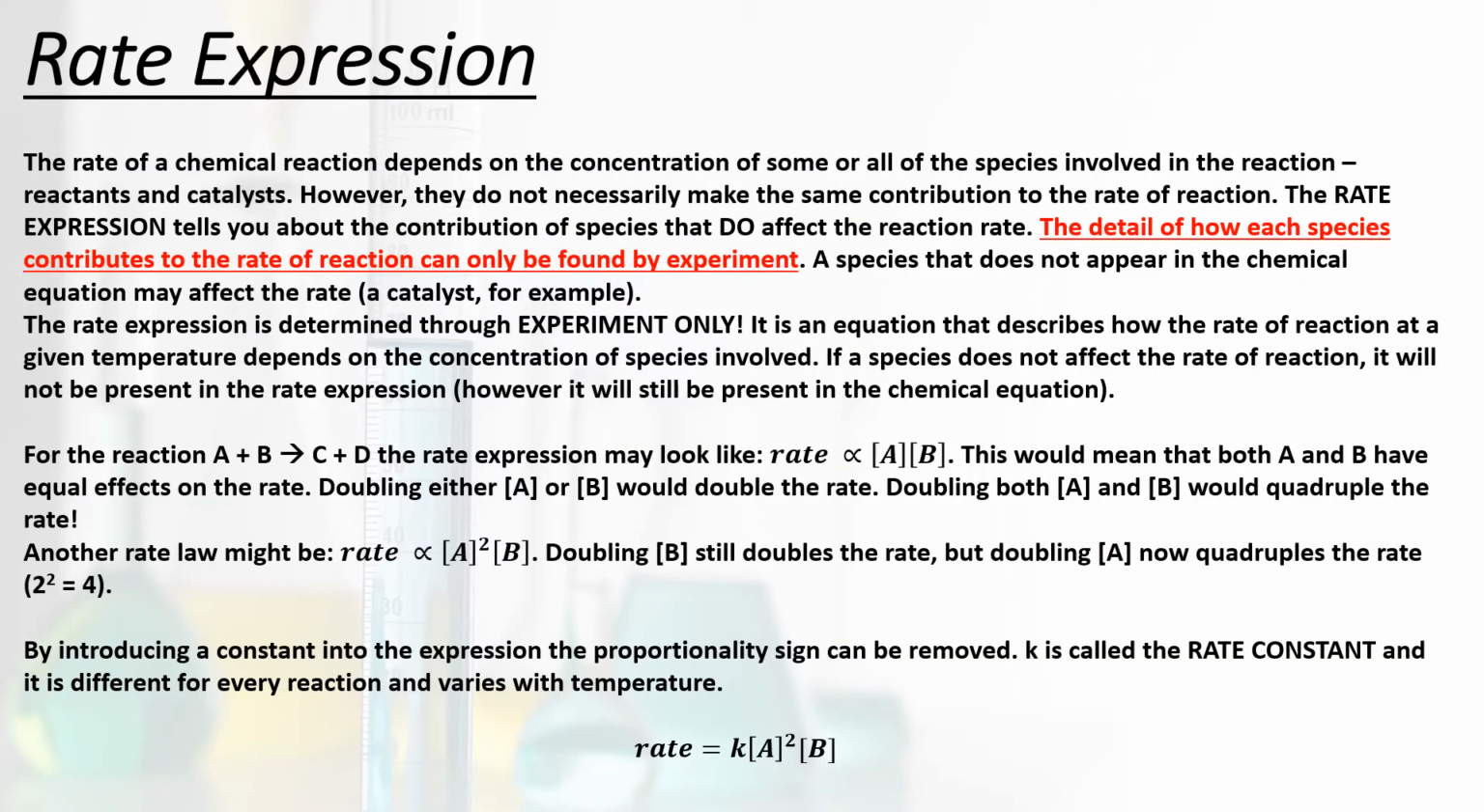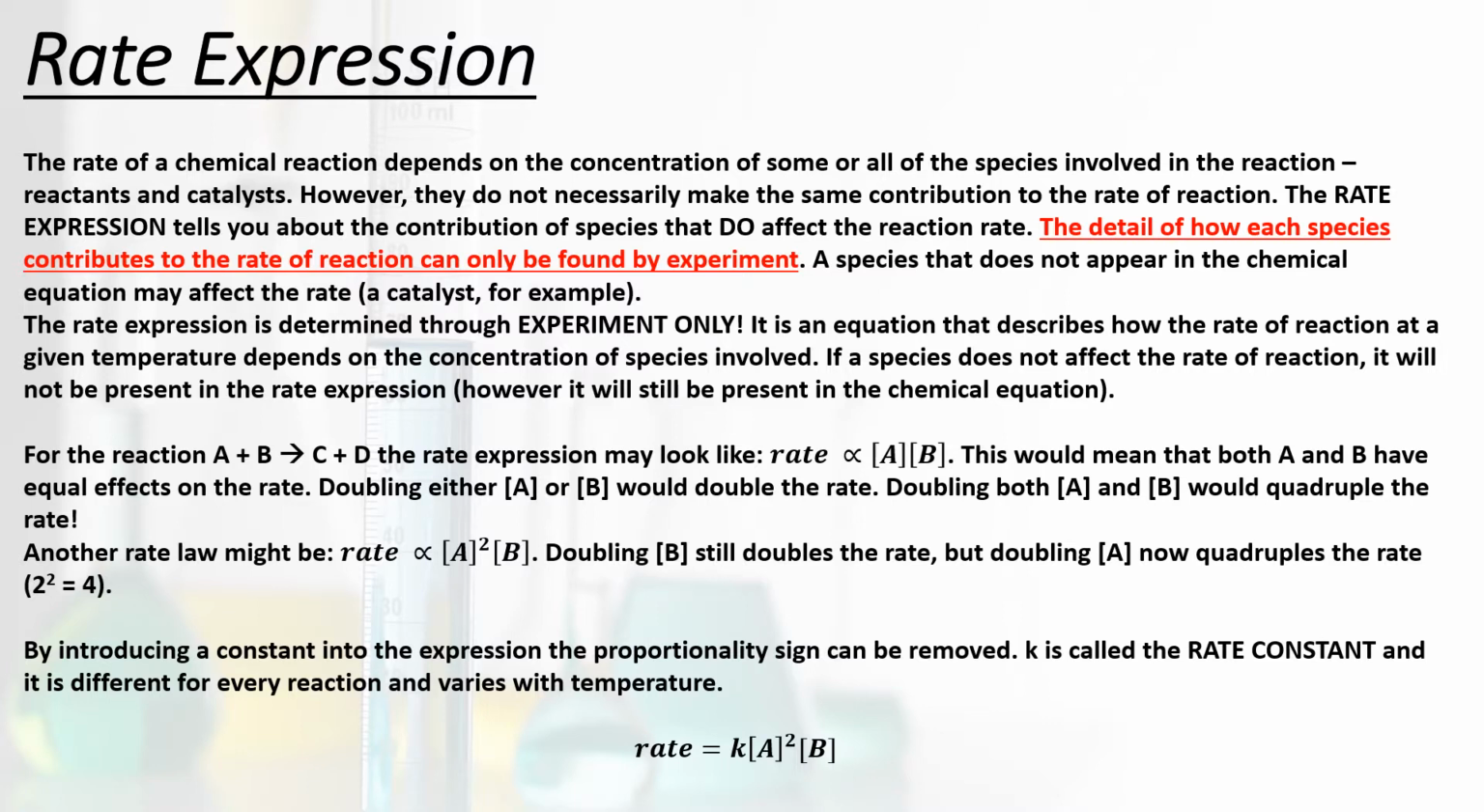So the rate of a chemical reaction depends on the concentration of some or all of the species involved in the reaction. This could be the reactants, and it could also be catalysts. However, they don't necessarily all make the same contribution to the rate of reaction. Some of our species affect the rate very much, while other species have no effect on the rate of reaction. Now there's something called the rate expression, and this tells us about the contribution of species that do affect the reaction rate.